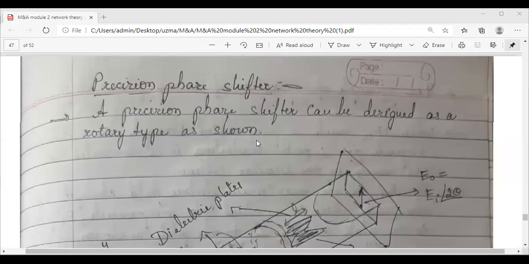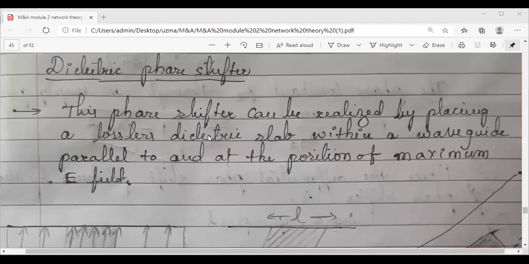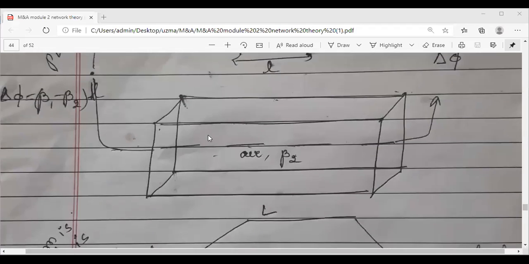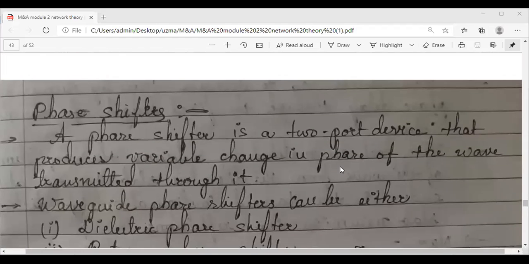In today's session, we will be continuing the discussion on phase shifters. In the previous session, let me just quickly recall what we completed. We started with the basics of what is a phase shifter. You can see it on the screen. So what is a phase shifter?